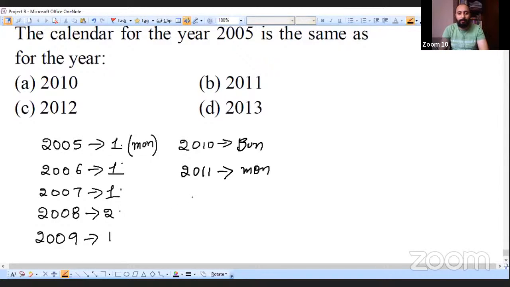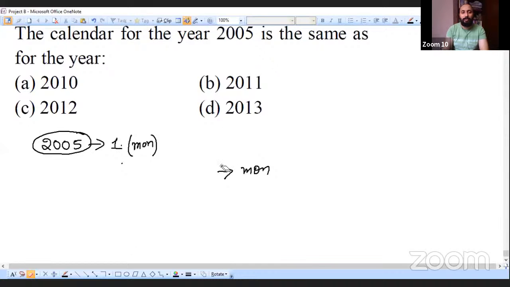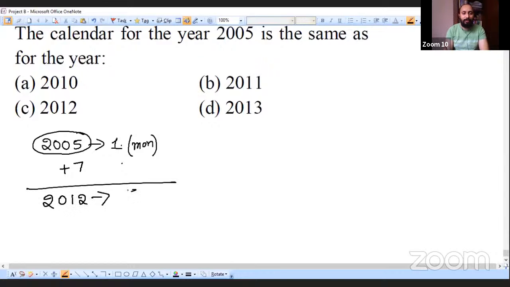Okay. So the same calendar as 2005, instead of doing all this, just add 7, just add plus 7. So plus 7 is how much? Not 2011, plus 7 is the shortcut, it is 2012. So it is having the same calendar. Direct, it is plus 7 you can do. You don't have to do all this.